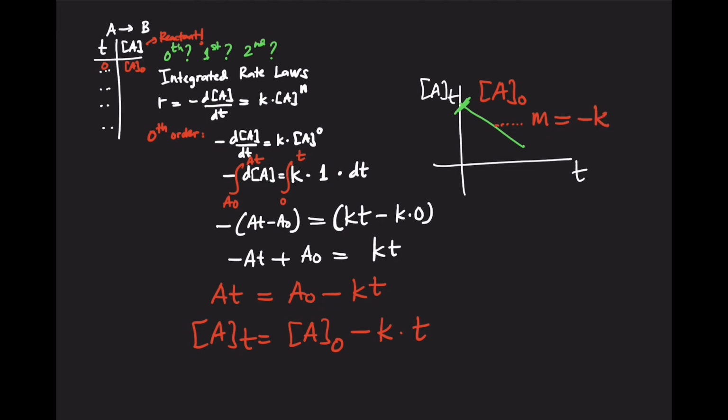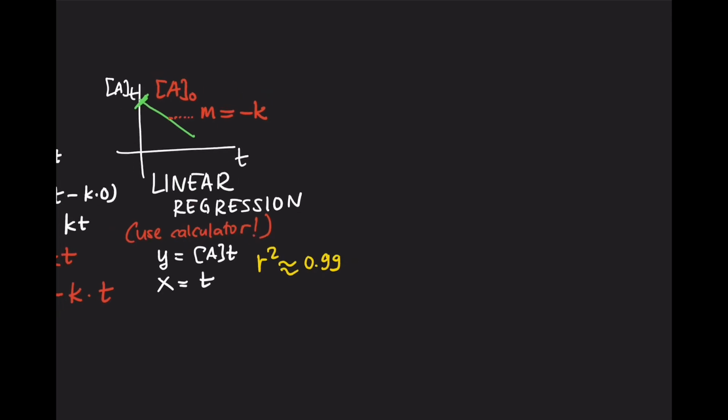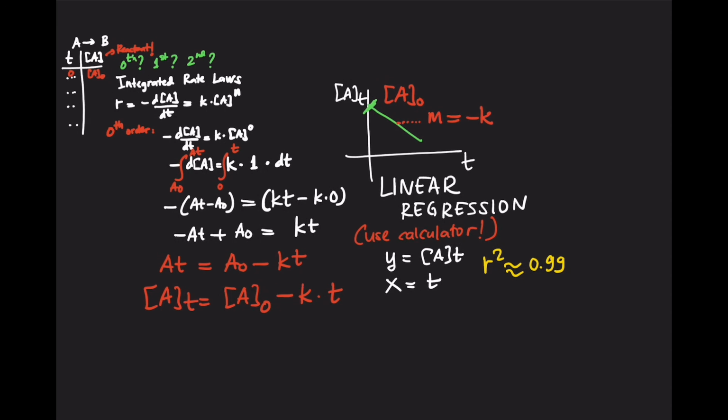So if we try to perform what we call a linear regression, we will get the r squared close to 0.99. That means we have a linear line. You can perform linear regression using a calculator or Excel. And in this case, based on the table of the data, we have t and we have A. We use t as the x, and then we use A as the y-axis. So then we have a pair of x and y values, and then we can try to perform linear regression.